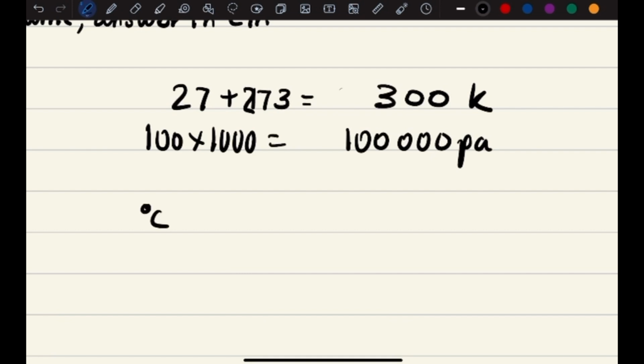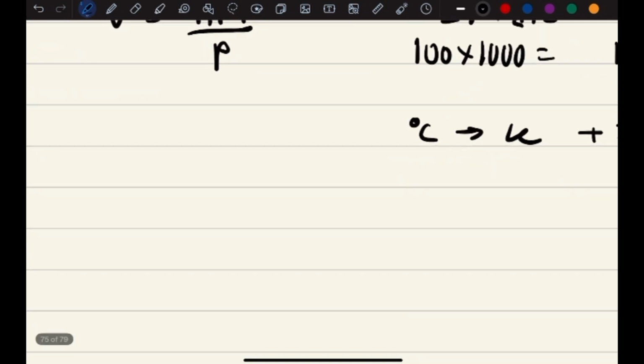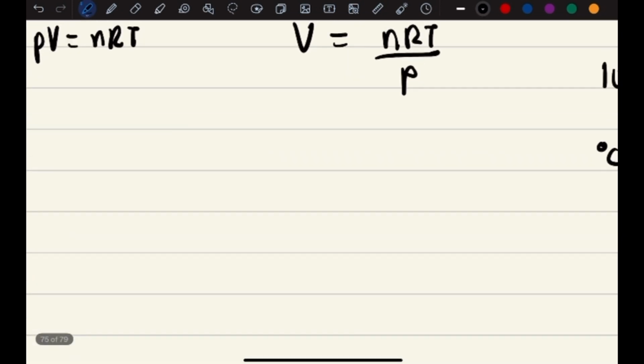Here, conversions, guys. If you're ever converting, that's a common mistake. To get from degrees Celsius to Kelvin, you just add 273. Yeah? So 27 plus 273 is going to be 300. Cool. And also, we're in kilopascals, we need it in pascals, so we need to times by 1,000, to get 100,000 pascals. Okay.